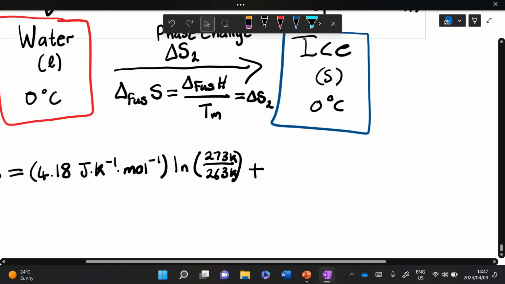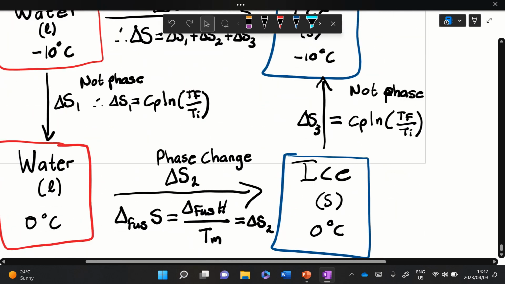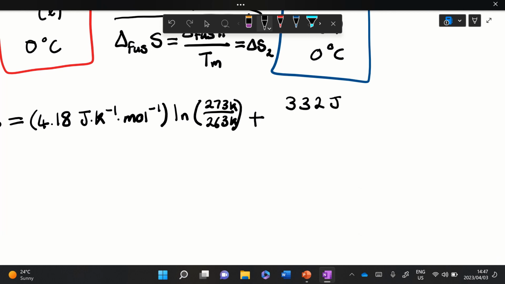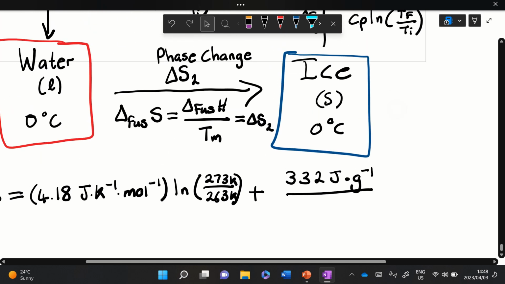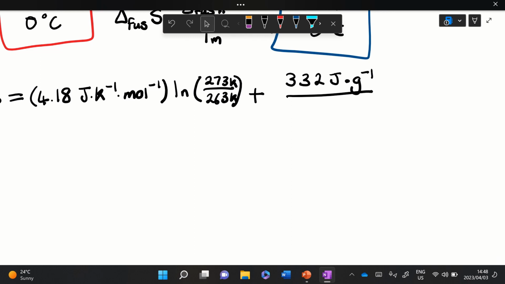Then our next change is our enthalpy of fusion, which is 332 joule per gram. You should also get used to different units, and that occurs at 0 degrees Celsius. So it's a phase change at a specific temperature, because phase changes occur at a certain temperature, right? Because remember, the graph plateaus. So that's at 273 Kelvin.